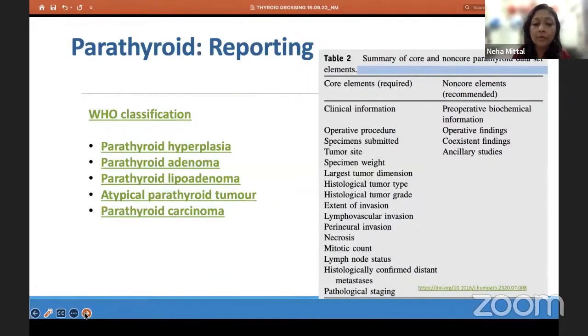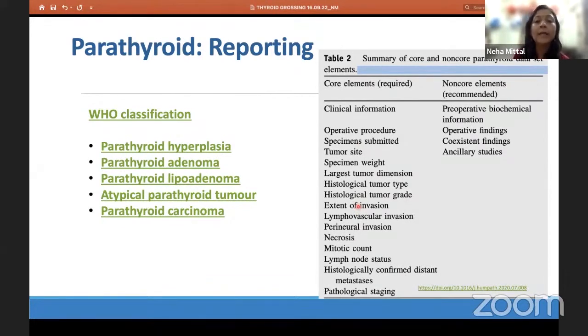This is the new WHO classification on the left hand side, and this is the summary of core and non-core parathyroid data set. Again, almost the parameters remain the same. Clinical information, operative procedure is important. Specimens submitted, tumor site, weight, histological type, tumor dimension, grade, invasion, lymphovascular invasion, perineural invasion, necrosis. So extent of invasion, capsular invasion has no significance presently in the parathyroid. Only invasion of the surrounding tissue.